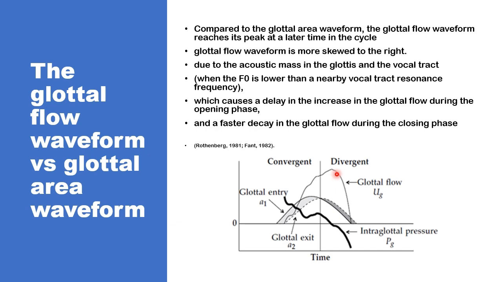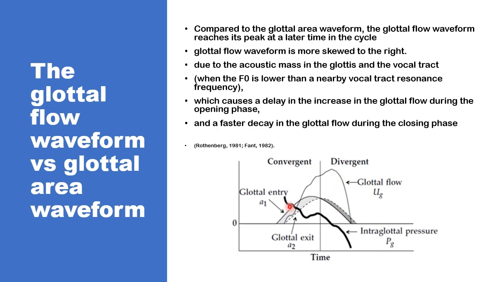There are other manifestations of the interaction between the source and the filter in the glottal flow, and that there is a rapid declination here of the glottal flow, and there are some ripples at the opening of the glottal flow. All these manifestations plus the shift of the peak to the right are due to the interaction between the glottic signal and the filter, the vocal tract filter.